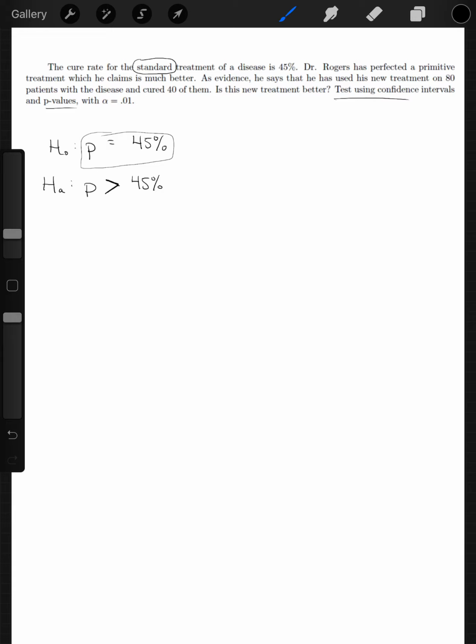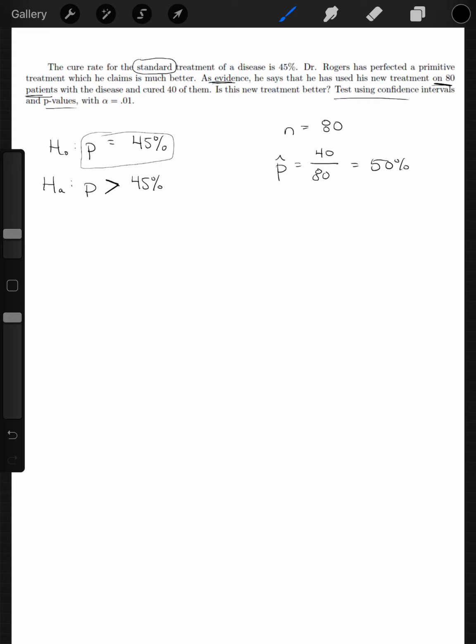So bringing up evidence, which is probably going to be a sample, because if we had full population evidence, then there would be no need for statistics. Right, and here he specifies that he did the new treatment on 80 people. So that tells us that n equals 80, and cured 40 of them. So p hat is going to be the number cured over the total number, so that's going to be 50%.